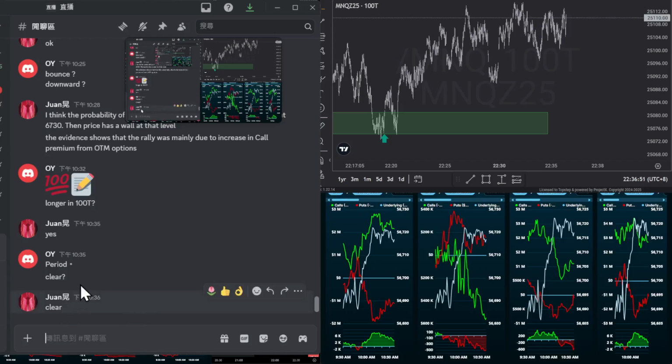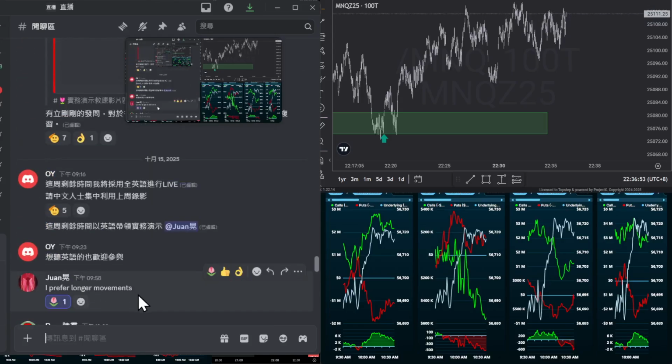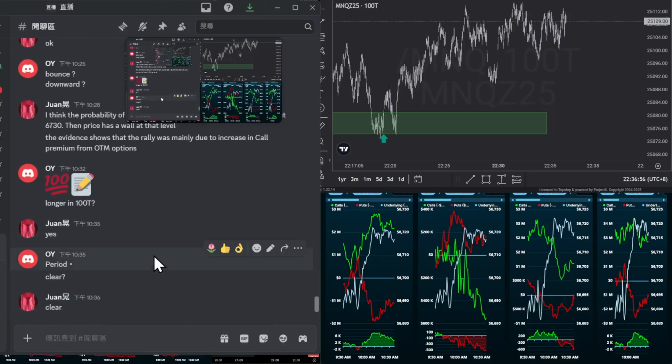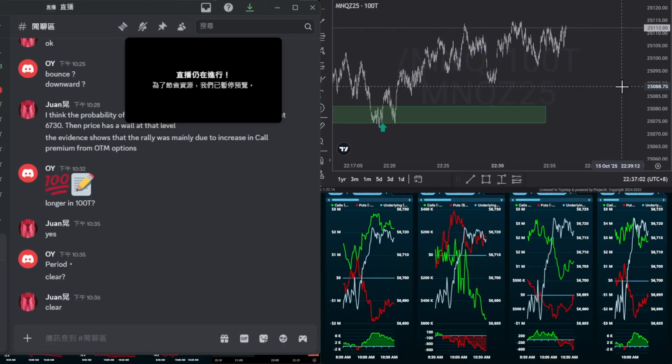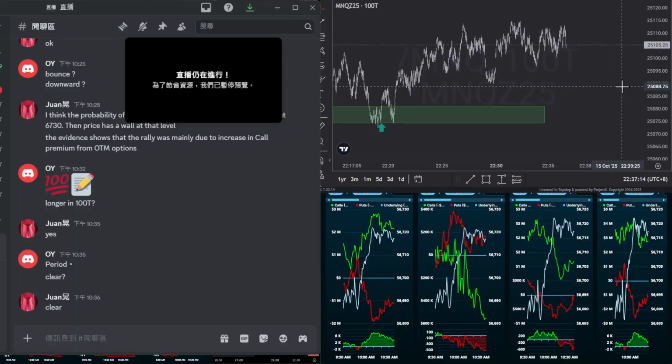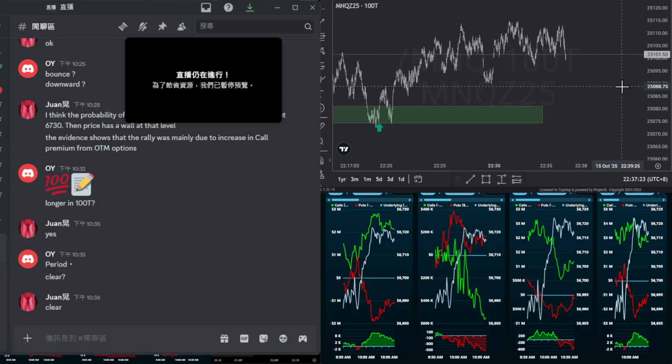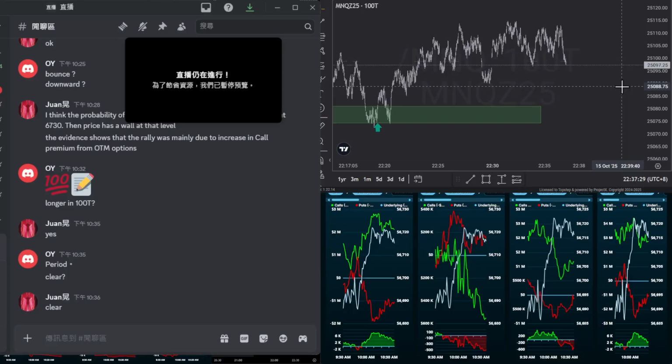So, you prefer long movements. It's not a problem. Even if you prefer short movement, it's not a problem either. Because the key of risk management is to understand the circumstances. What is it right now?